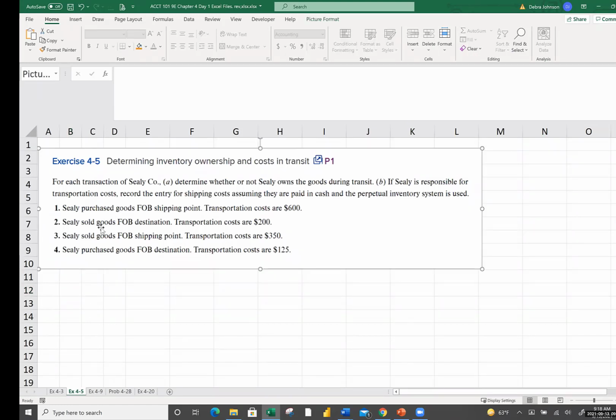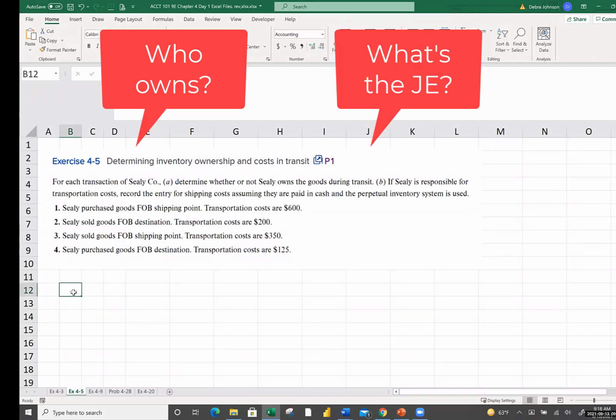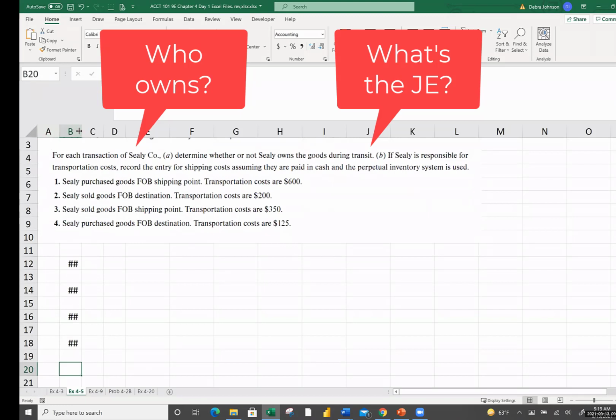So it says for each transaction of Sealy, they want you to determine whether or not Sealy owns the goods during transit. Transit means while it's on the UPS or the Amazon truck, right? That's what transit is. So we're going to do two things. We're going to determine if Sealy owns the goods. And if Sealy does own the goods, or if Sealy is responsible for the transportation, what would the journal entry be? Okay, so let me put a couple transactions down here.